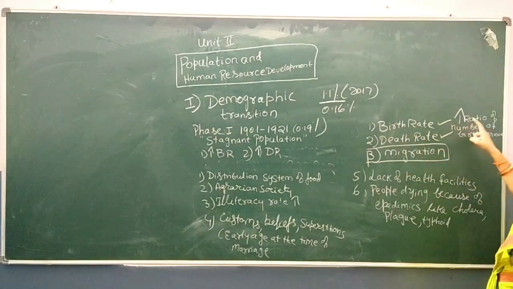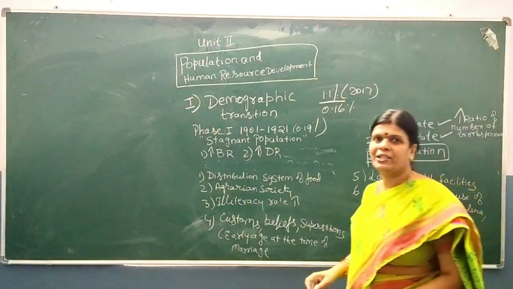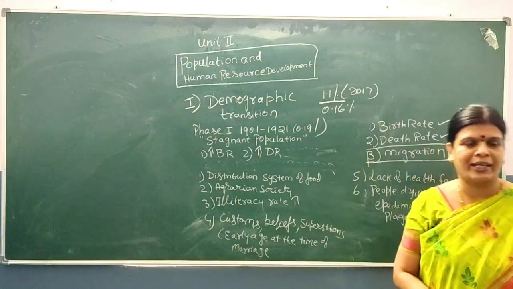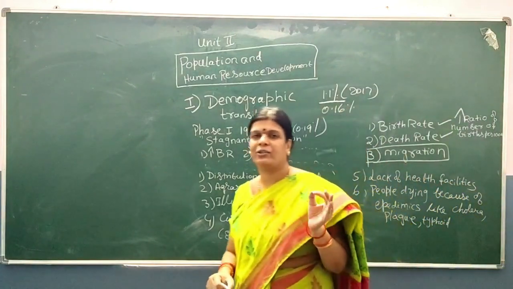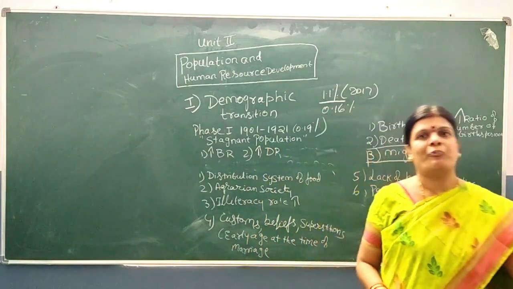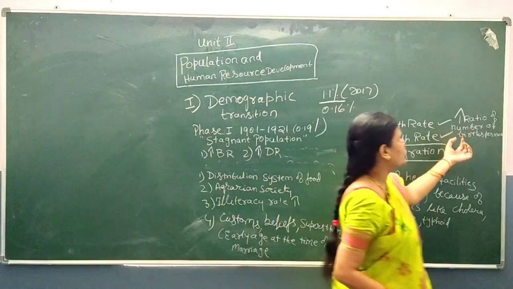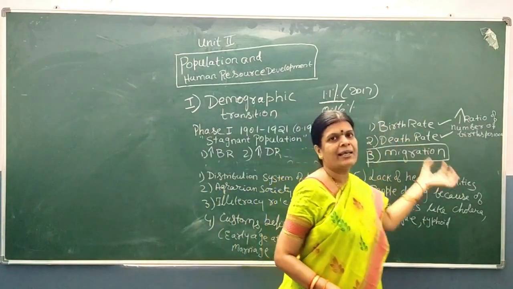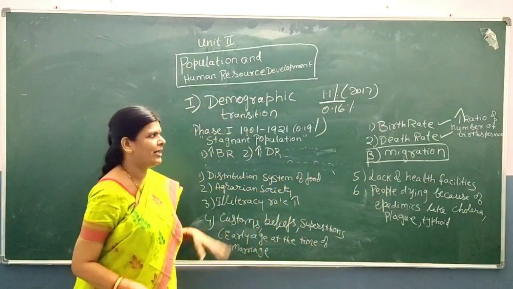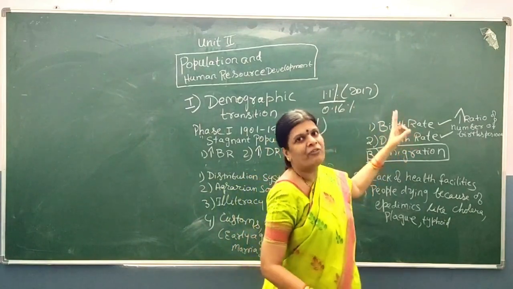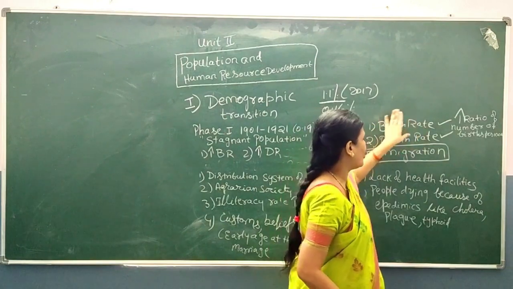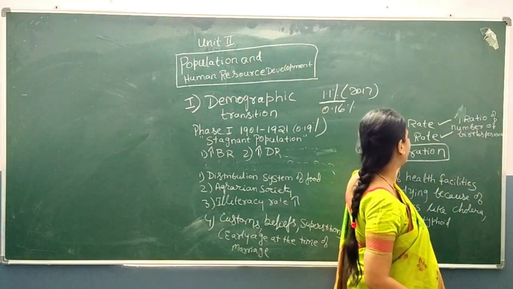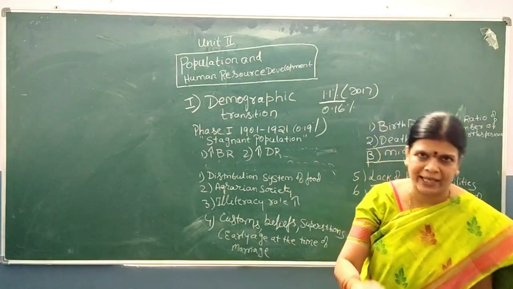So, what is birth rate, students? The ratio of number of births per 1000 population in a year is called birth rate. So the higher the number of births per 1000, the higher the birth rate. What is death rate? The ratio of number of deaths per 1000 population in a year is called death rate. These two factors influence the growth rate of population. Is it clear? So in India, birth rate and death rate are the two factors which influence growth rate of population.